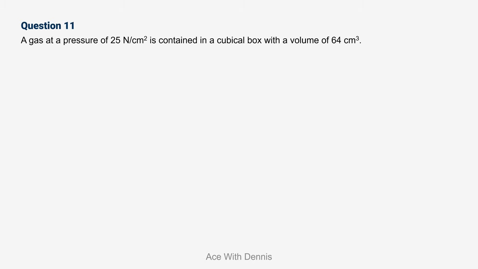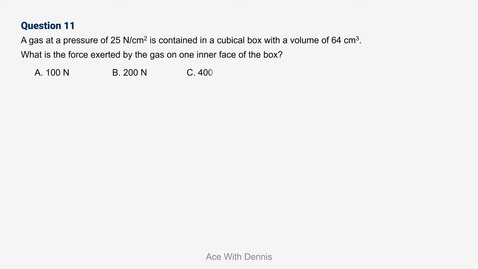Question 11. A gas at a pressure of 25 newtons per centimeter squared is contained in a cubical box with a volume of 64 centimeters cubed. What is the force exerted by the gas on one inner face of the box? A. 100 newtons, B. 200 newtons, C. 400 newtons, or D. 1600 newtons. The answer is C, 400 newtons.